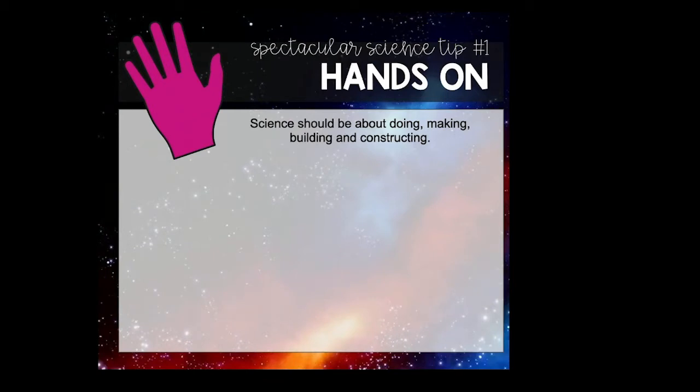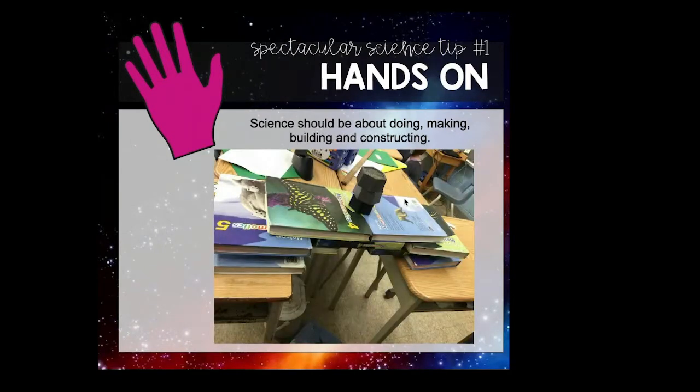So in a spectacular science classroom, we want to make sure that students have hands-on opportunities for learning. Science should be about doing, making, building, and constructing. That can be as simple as, in a forces unit, looking at using the found materials in our classroom to build structures. They are making them. They're not even making them necessarily with instructions.